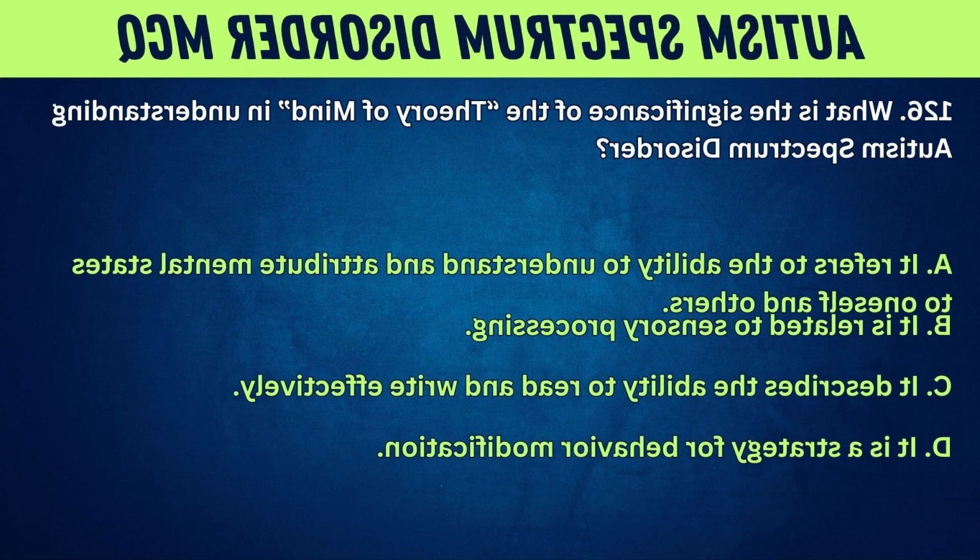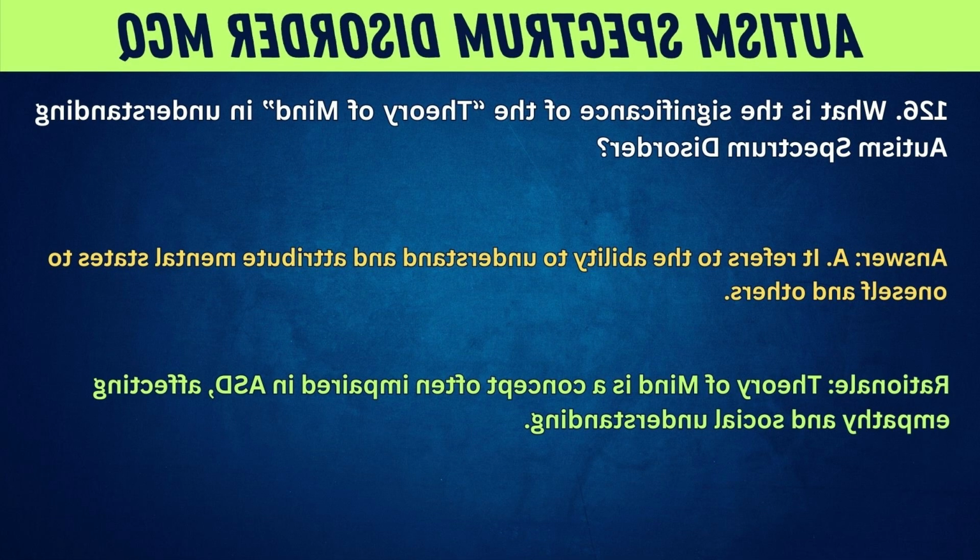126. What is the significance of the theory of mind in understanding autism spectrum disorder? A. It refers to the ability to understand and attribute mental states to oneself and others. B. It is related to sensory processing. C. It describes the ability to read and write effectively. D. It is a strategy for behavior modification. Answer: A. It refers to the ability to understand and attribute mental states to oneself and others. Rationale: Theory of mind is a concept often impaired in ASD, affecting empathy and social understanding.